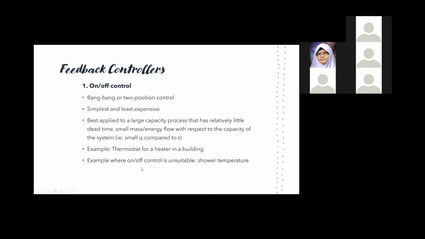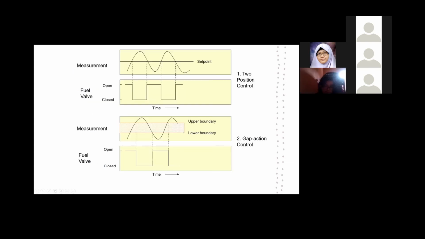Let's say you have a thermostat for air conditioning in a building. The air conditioning compressor is either on or off. So either your air conditioning is blowing in the cold air or it is stopped. That is also on-off control. Now, sometimes you need to have continuous control.